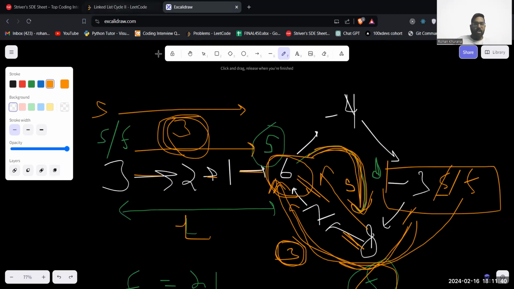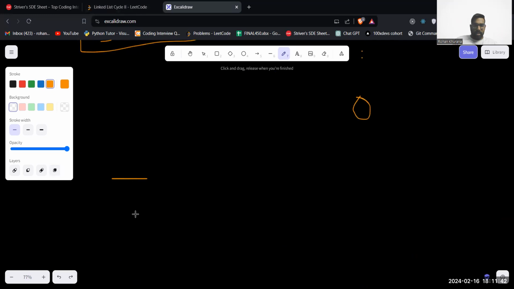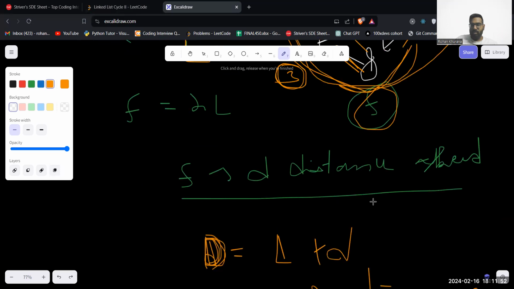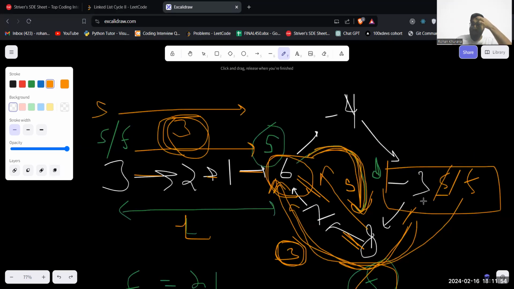Cool. What is the time complexity? Let's see. We discussed that O of N will be when slow and fast are moving.